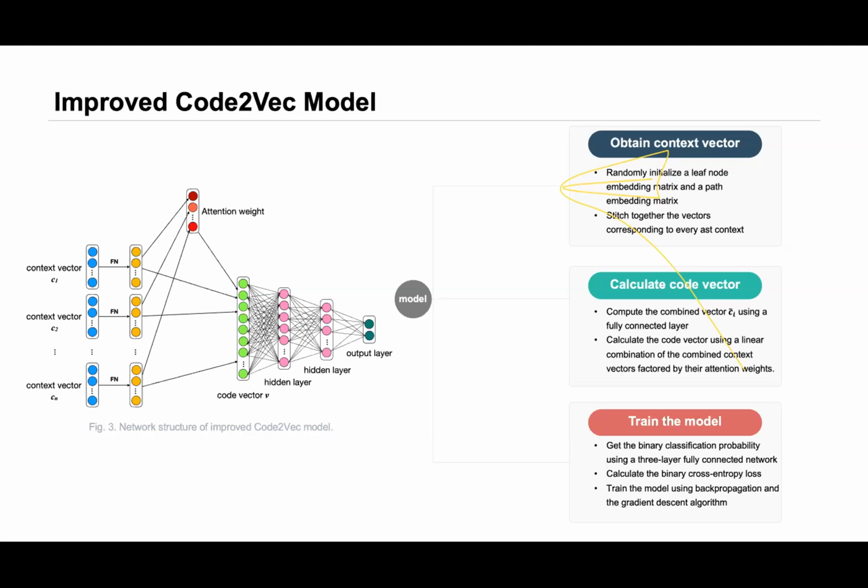Then the code vector is computed to represent the code snippets using a linear combination of the combined context vectors factored by their attention weights. The code vector is then fed into a 3-layer fully connected network and eventually outputs a binary classification probability for predicting the defect proneness. For training the network, the binary cross-entropy loss is used to calculate the model loss.